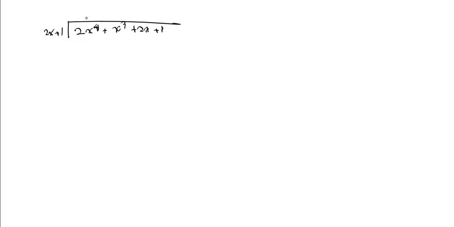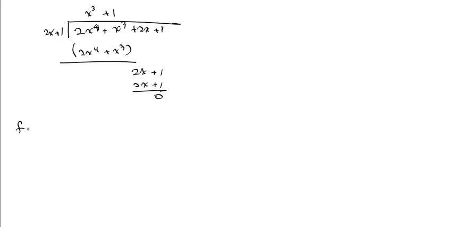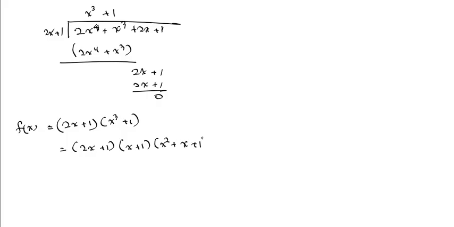Within 2x you have x to the power 3 here. So you have 2x to the power 4 plus x to the power 3, 0. You have 2x plus 1, which means plus 1. So you can write f(x) as (2x plus 1)(x cube plus 1). x cube plus 1 is (x plus 1)(x squared minus x plus 1). This is direct theory. So these are the two linear terms.